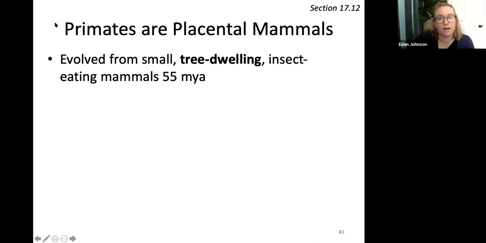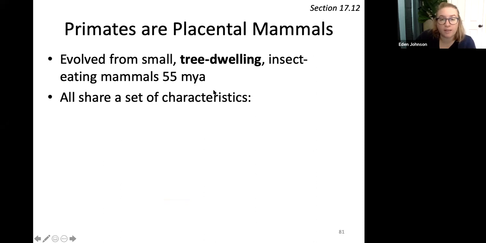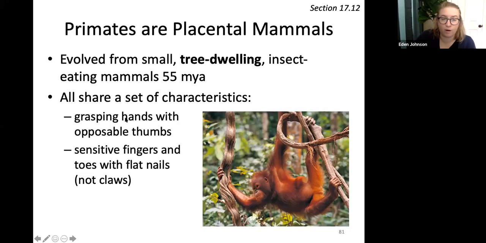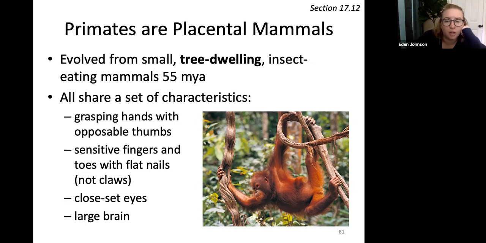So we're going to talk about these. We talked about how primates are placental mammals. That means they develop in utero. They evolved from small tree-dwelling, insect-eating mammals 55 million years ago, and they all share a set of characteristics. They have grasping hands that have opposable thumbs here and here, just like we do. They have sensitive fingers and toes with flat nails. Those flat nails just means that it's not like claws in some other mammals, like the cats, for instance, or bears. They're not claws. You've got close set eyes.